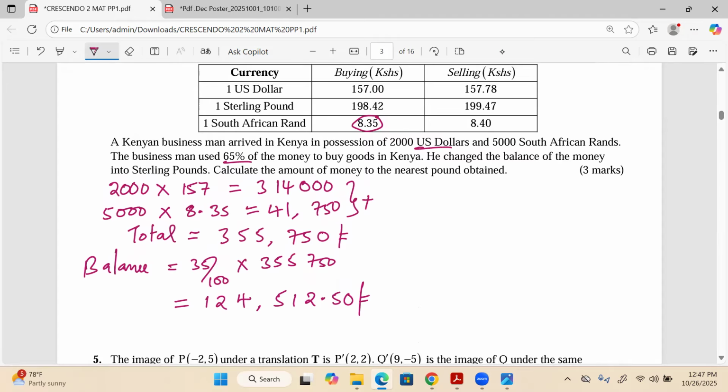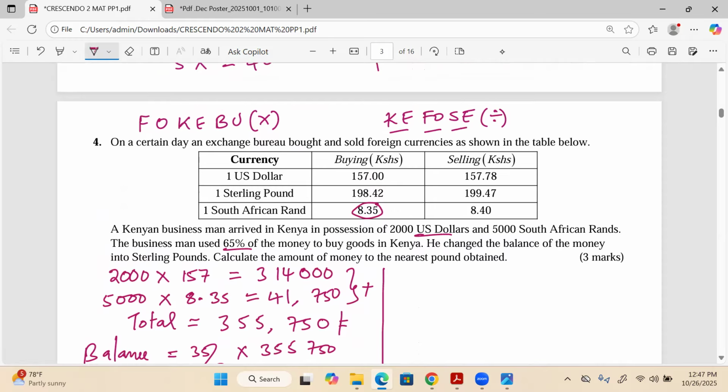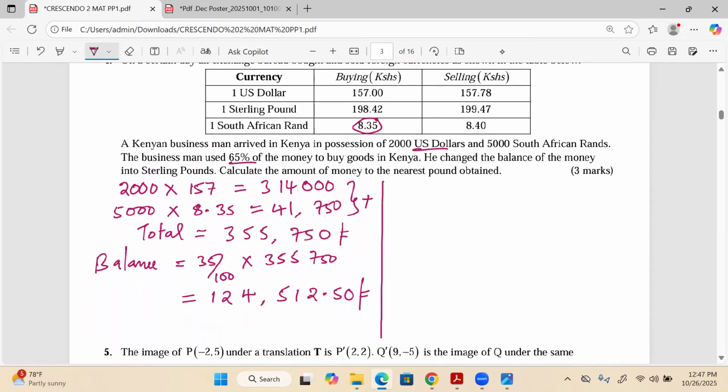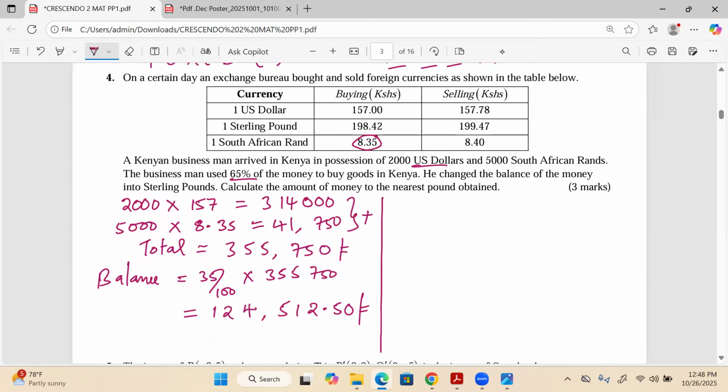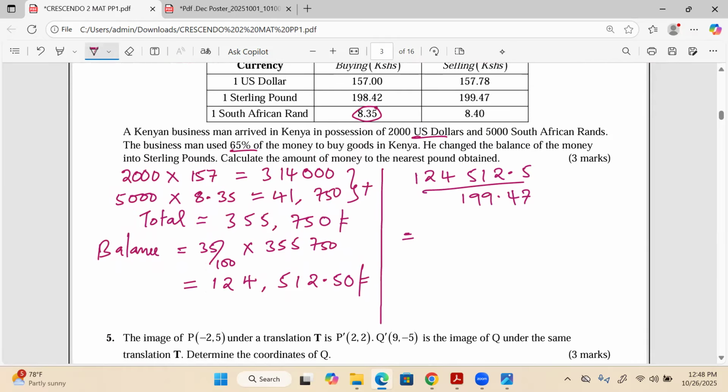Now, this has to be converted to sterling pounds. The Kenyan amount to be converted to foreign currency, we use the selling column and we divide. In other words, the bank will sell sterling pounds to you when you go to the bank. How many sterling pounds will you buy with 124,512.50 if the bank is selling at 199.47? So you divide by 199.47.